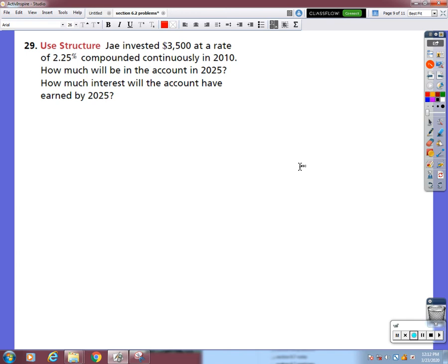All right, Jay invested $3,500 at a rate of 2.25% compounded continuously. How much will be in there in 2025, and how much of that will be interest? Okay, so the magic word in this problem is, again, continuously. So that means we're using the E formula, the PERT formula. So 2.25% as a decimal is 0.025 times, if I start in 2010 and I end in 2015, that's a total of 15 years.